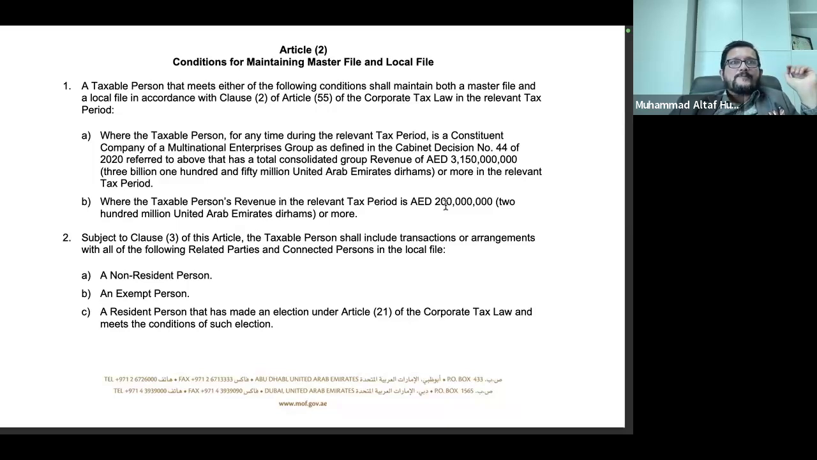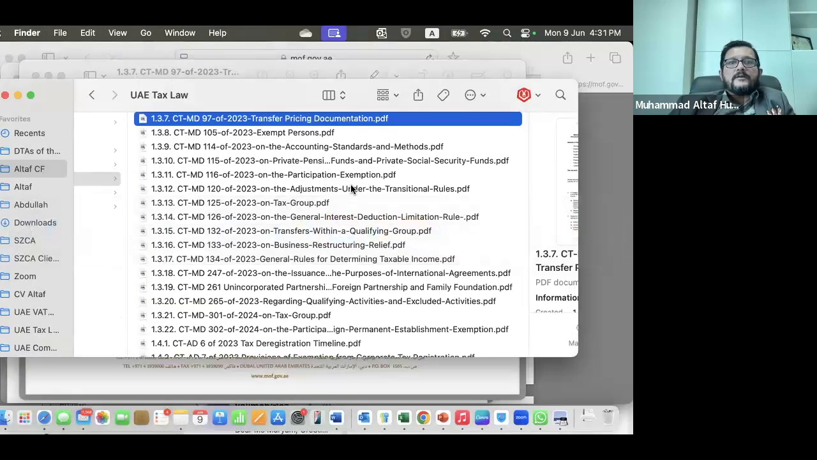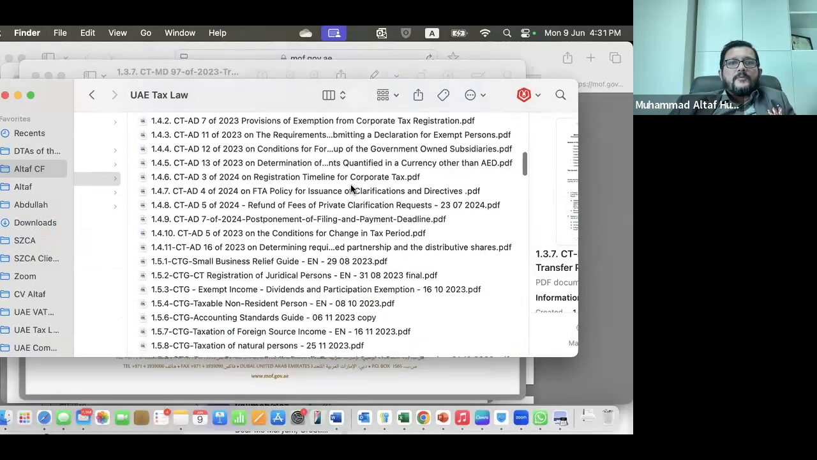But in smaller cases also there's that related party. Yes, but in that case, is it mandatory to maintain? No, absolutely not. We don't have to maintain master file or local file for small companies. If they don't meet either of the two criteria, we don't maintain master file and local file. That's it. But we'll disclose their related party transactions. There will be a disclosure form in the return. Within the return, there is a disclosure form. And for that, we have to always remember that there is a corporate tax guide.